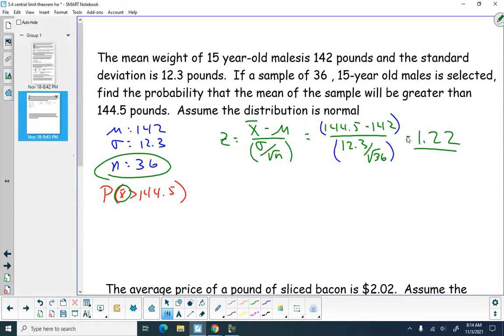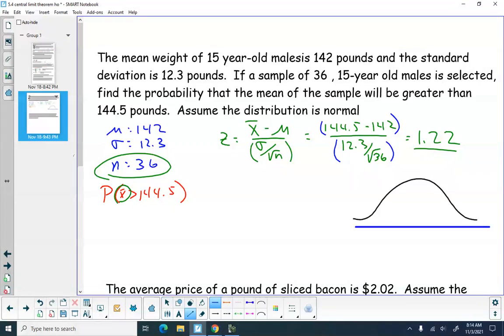So now I go back to what I just did. I'm drawing a bell-shaped curve. At 1.22, 0, I want to find the probability that we are greater than the 144. So we're looking for this area right here. So I go to my table value, look up 1.22. That's going to give me this area right here.